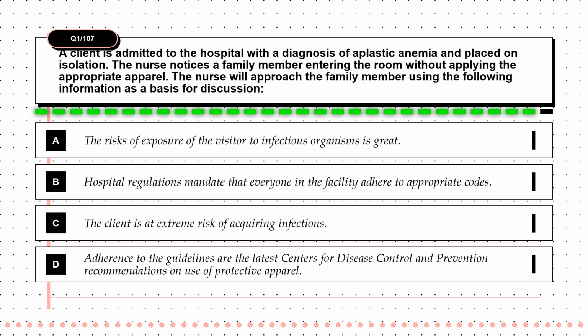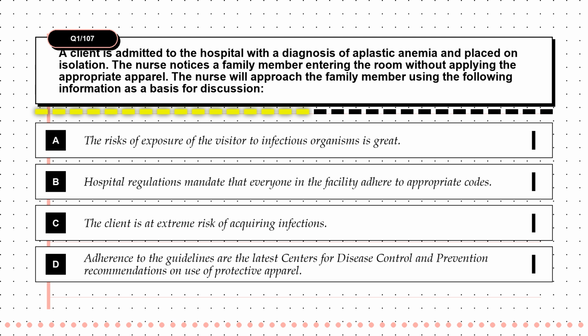Question 1. A client is admitted to the hospital with a diagnosis of aplastic anemia and placed on isolation. The nurse notices a family member entering the room without applying the appropriate apparel. The nurse will approach the family member using the following information as a basis for discussion. Here are the options.